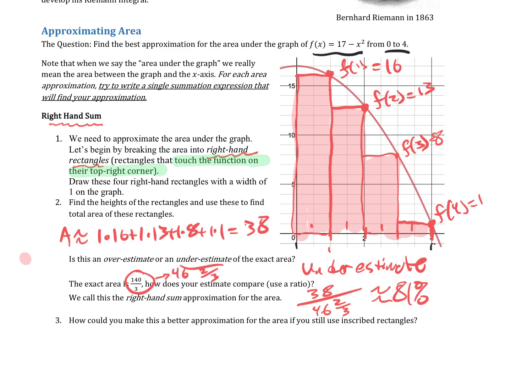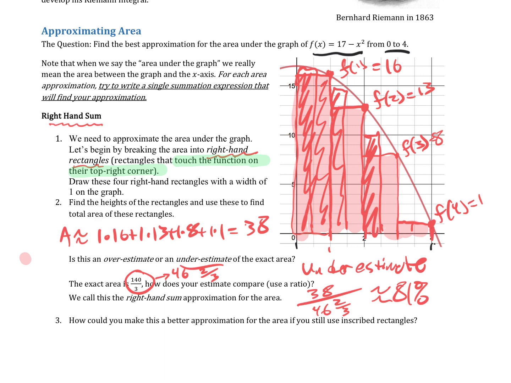Well, how can we get this to be a better estimate if we still used inscribed rectangles? So these are what we call inscribed. They're inside the parabola. Well, what could we do? One thing we could do is make more rectangles. We could do twice as many rectangles. And so there'd be a rectangle there, there'd be a rectangle there, and there.